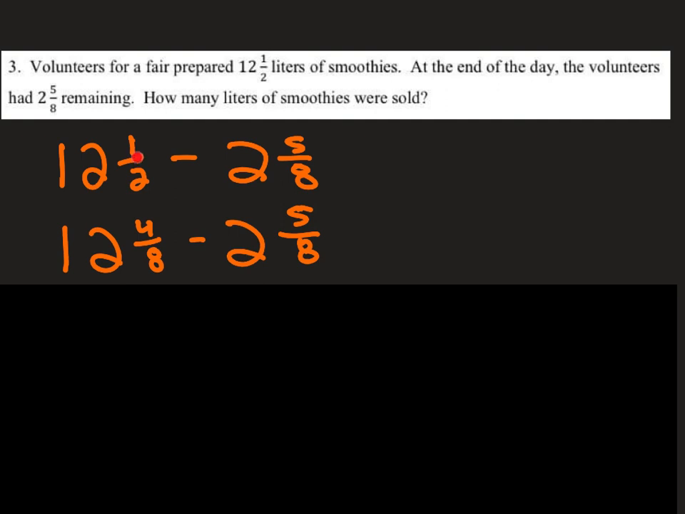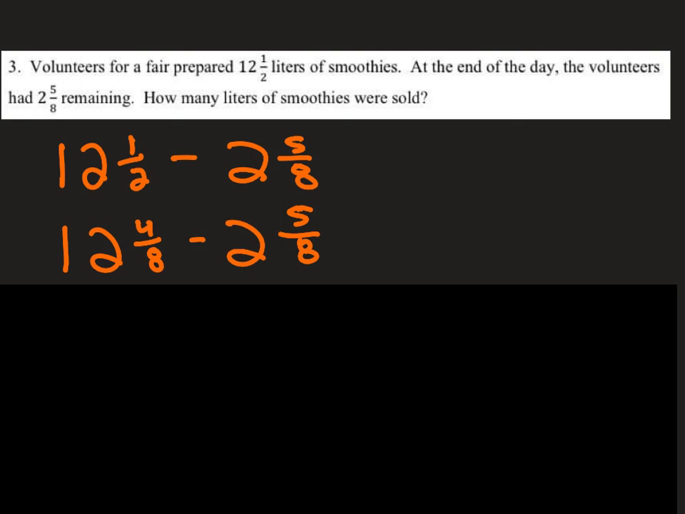That's all we changed here, was this 1/2 becomes 4/8. Now you will notice this. We have a whole number, we can subtract that whole number, but here is the issue. We only have 4 of these things, 4/8, and we need to take 5 of them away. We need more eighths to take away. So what are we going to do? We're going to borrow 1 from this 12, and we're going to turn it into eighths.